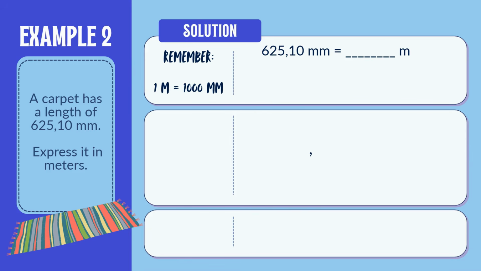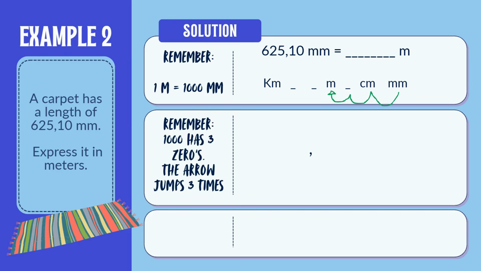If you can't remember that, again, write down your unit line. And then you jump from, say, millimeters to meters, and you will see you are jumping 3 times, which makes 1000. But we are now jumping from millimeter from the right to meter to the left. So you are dividing, or your comma jumps to the left.